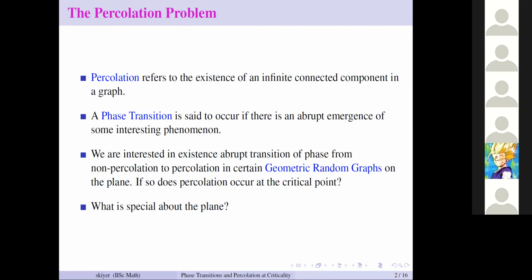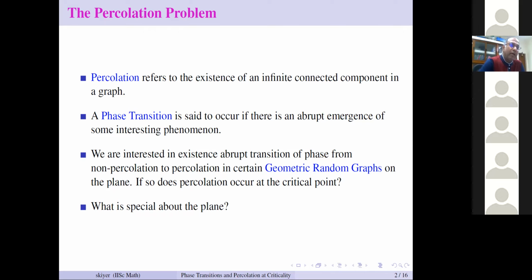The interesting phenomenon that we are interested in is the transition from non-percolation to percolation in certain geometric random graphs. That is, the graphs will have vertices in space, and there will be a certain rule to connect vertices with edges, and these graphs are on the plane, that is in R^2. If such a phase transition occurs, the second question that we ask is, is the percolation function continuous? That is, does percolation occur at the critical point?